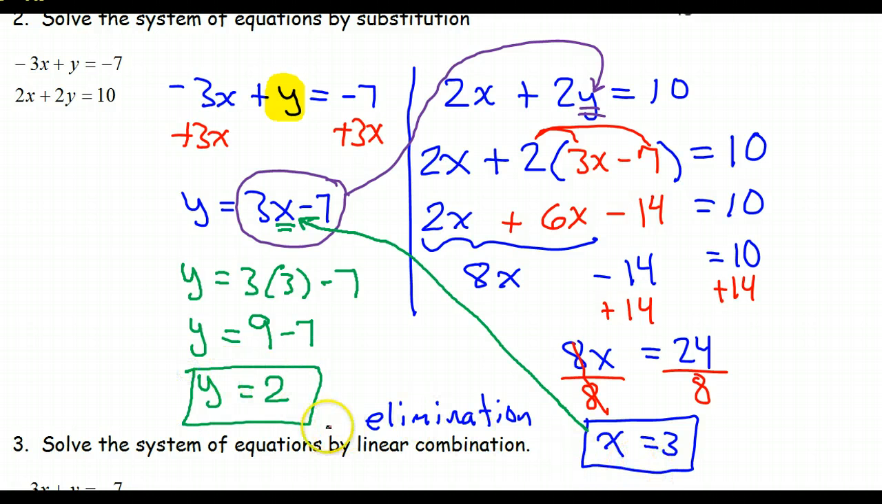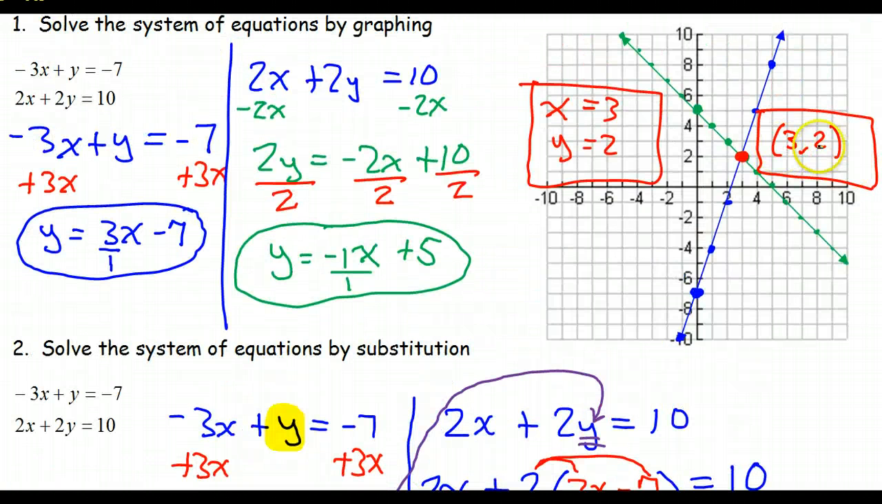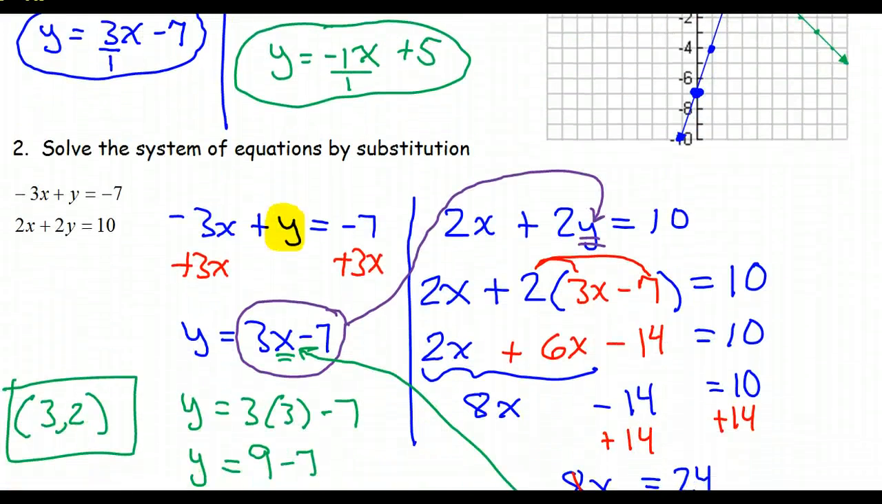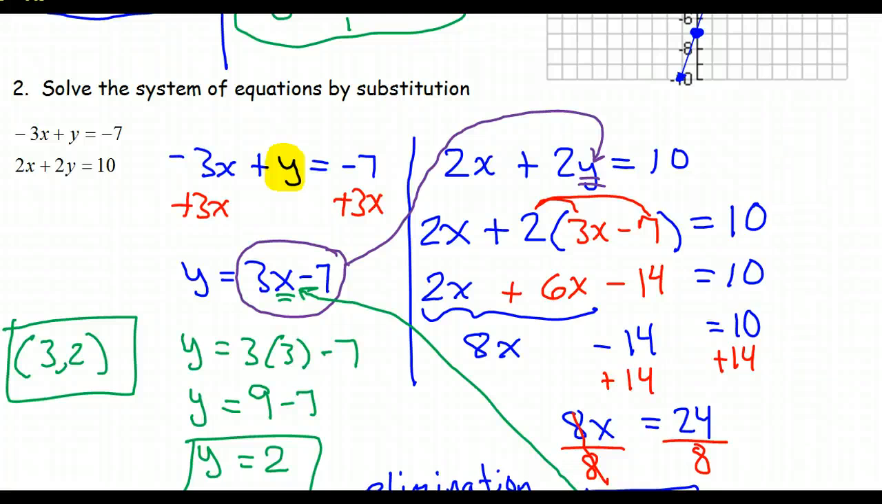So here I have x equals 3 and y equals 2, which as an ordered pair would be 3 comma 2. Again, looking back, 3 comma 2, same thing we got by graphing, and that should be the case if it's the same problem.